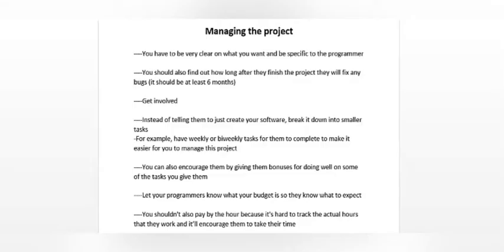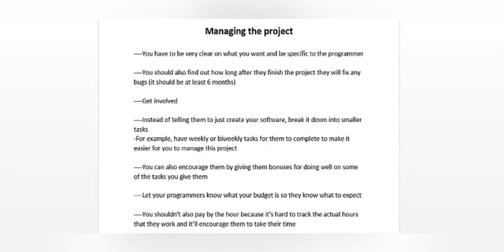When you're working with your programmer, you have to be very clear on what you want and be specific with the details. So you have to make sure you've done your research already before you hire someone to start working on your project. Okay, and you should also find out how long after they finish creating your software they will be able to fix any bugs. In my opinion, it should be at least 6 months after they've completed the software, where they could still fix anything that's wrong with your software.